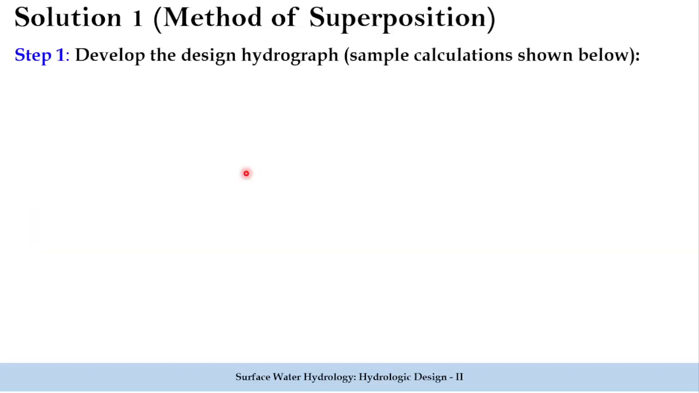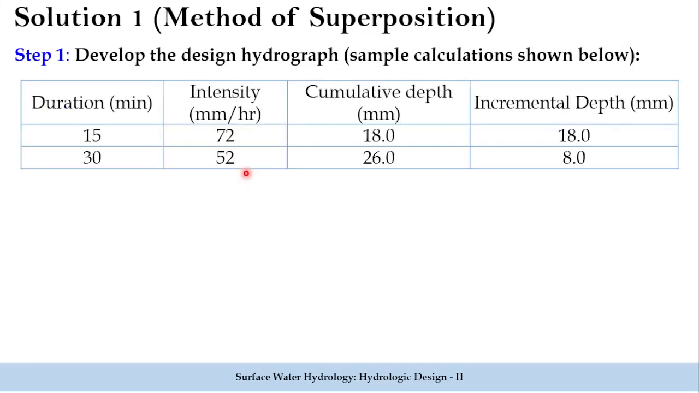So let us design the hydrograph, for which one sample calculation has been provided for the first 2 rows. This is what is actually given in the problem, that is 50-minute duration corresponding to which the intensity of rainfall is 72 mm per hour. Likewise for 30-minute duration, the intensity is 52 mm per hour. This is what is already given in the problem. Now what we need to estimate here is the cumulative depth.